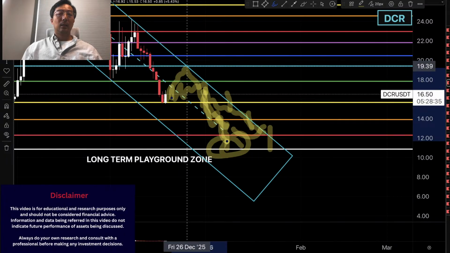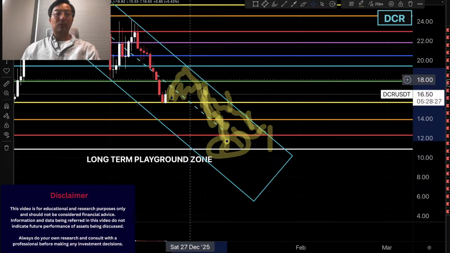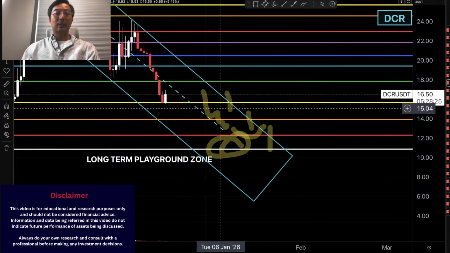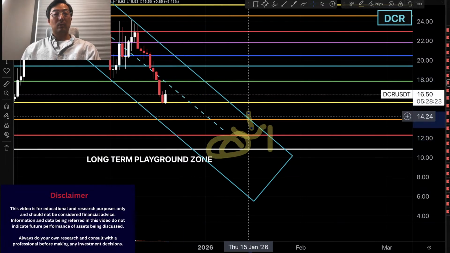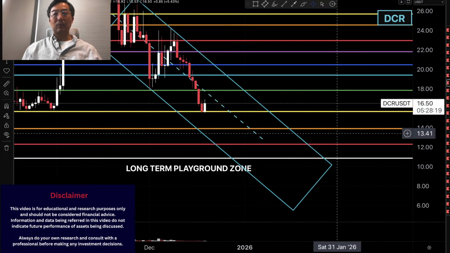Again, that's the light blue key level at around $19.40. So this is the area that the price action would likely travel along in the next week or so, until we get into January. Alright, that's it for this one.